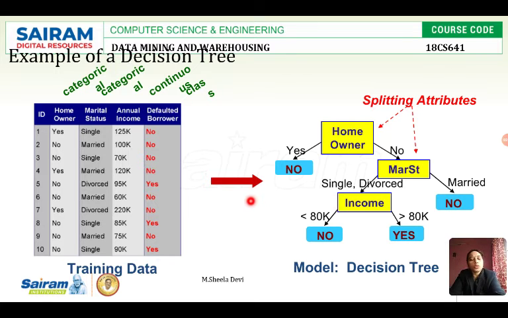What is the use of classifying this? If any new person comes to apply for a loan with the characteristics of not paying the loan, then he will be rejected. That is the use of this classifier.